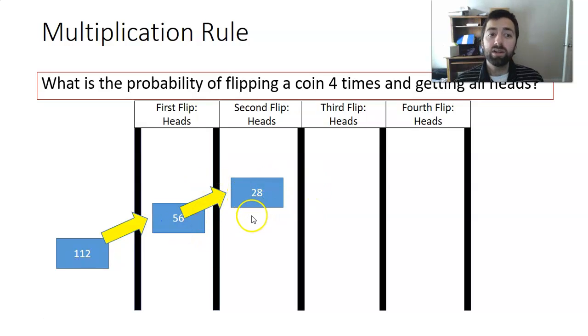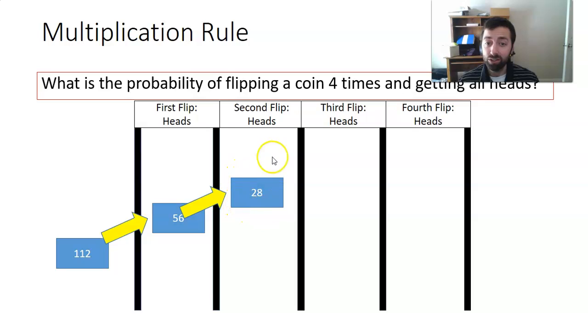Likewise, we've got these 56 people that flipped heads that first time. They're all going to flip a coin a second time. How many of these 56 are going to get heads on that second flip? Well, again, each of these 56 people has a 50% chance of getting heads on this second flip, so we would expect 50% of these people to get heads. So what's half of 56? That's just going to be 28.